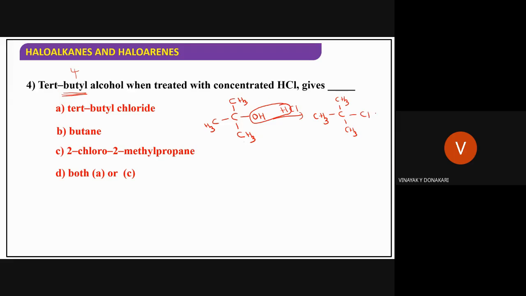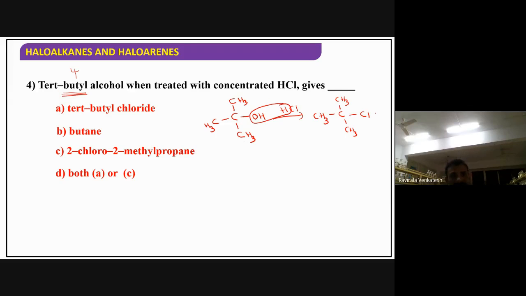Both A and C. Now tell me the answer. D, both A and C. A is actually the common name, C is actually the IUPAC name. Yesterday only we discussed the IUPAC nomenclature. Yesterday I told you numbering can be given from anywhere: 1, 2, 3. You will get the answer: 2-chloro-2-methylpropane. So the answer will be both A and C.